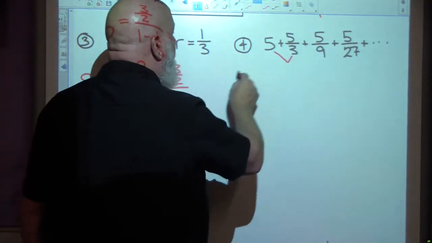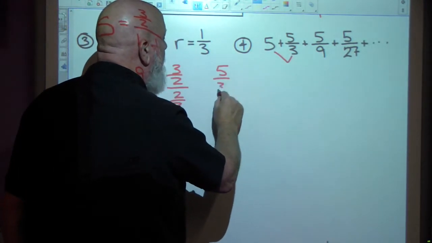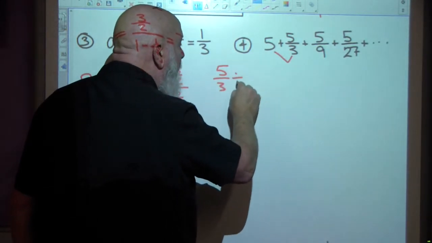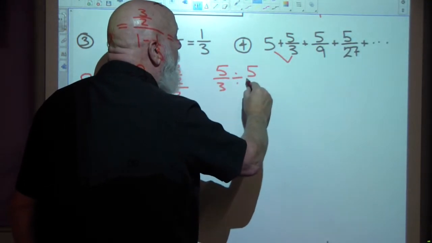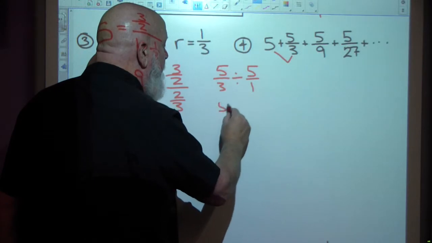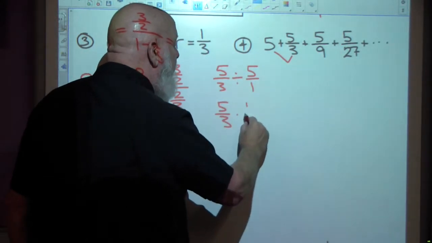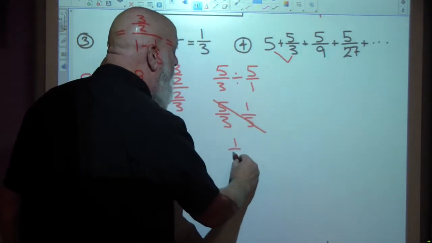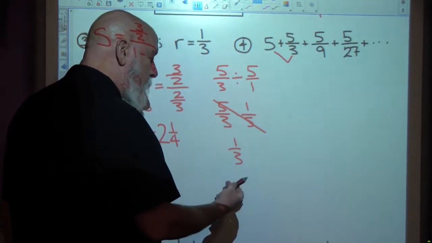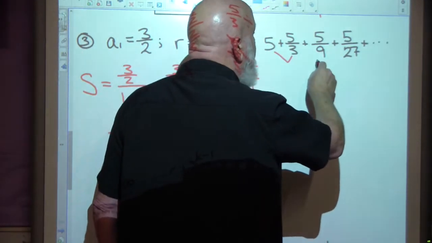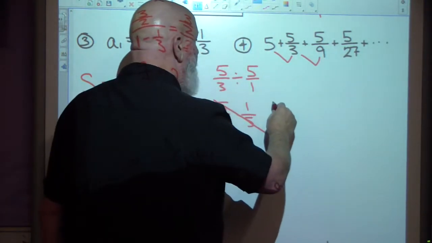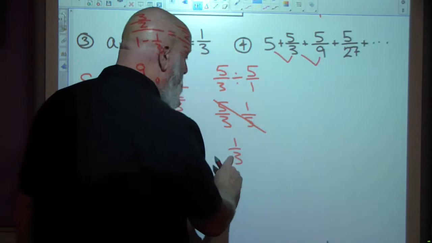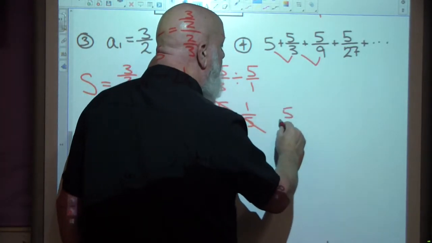I'm going to divide this by this, 5/3 divided by 5, which is 5 over 1. You can think of that as 5/3 times 1/5. We can invert and multiply. These cancel. This is 1/3. 1/3 is less than 1. It is a geometric series, but we'll go ahead and make sure that it converges.